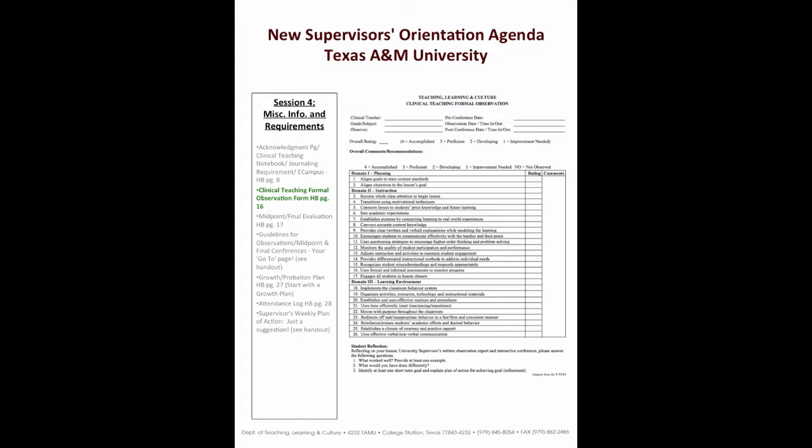For each of your formal observations, you will need to record the date for the pre-conference, the date, time in and time out for the observation, as well as the beginning and ending time of the follow-up conference. Also take note of the rating scale for each descriptor, as well as the overall rating number for each lesson observed.